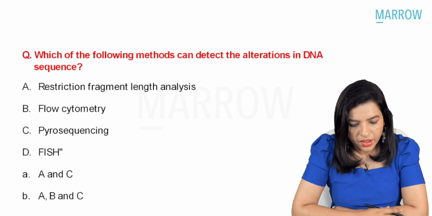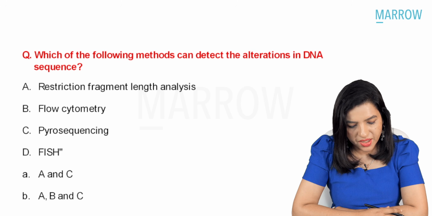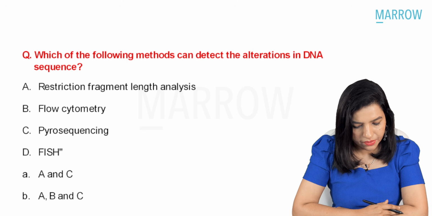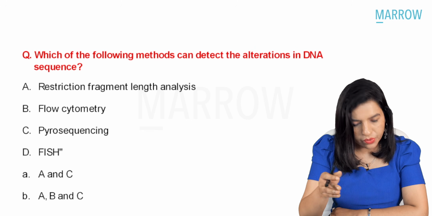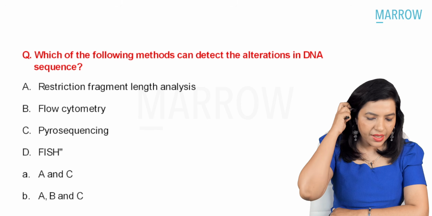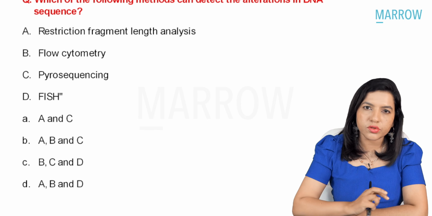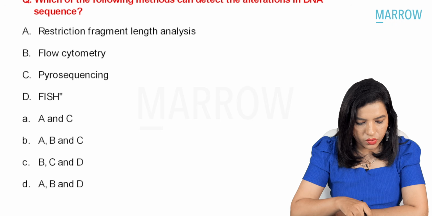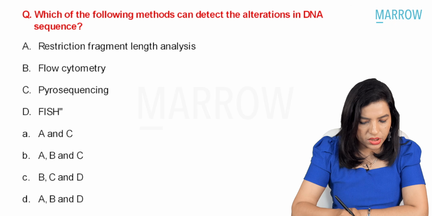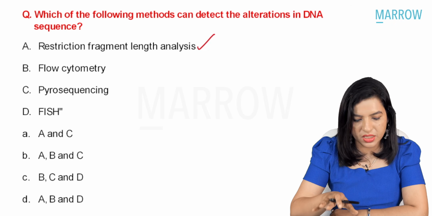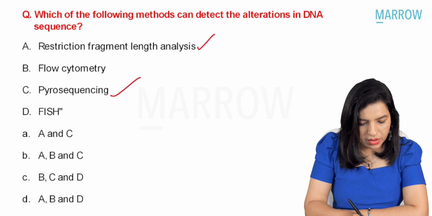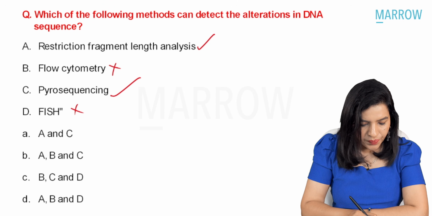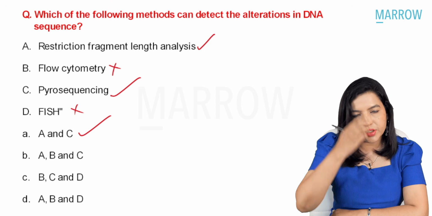Question 1 is, which of the following methods can detect alteration in DNA sequence? The options are restriction fragment length polymorphism or restriction fragment length analysis, flow cytometry, pyrosequencing, and FISH. Here it is a multiple answer type of question. The correct answer is that restriction fragment length polymorphism can detect alteration in the DNA sequence, also pyrosequencing, but not flow cytometry and FISH. So the answer here is A and C.